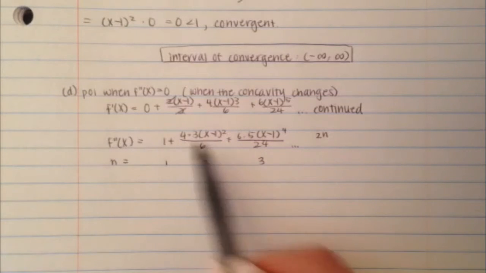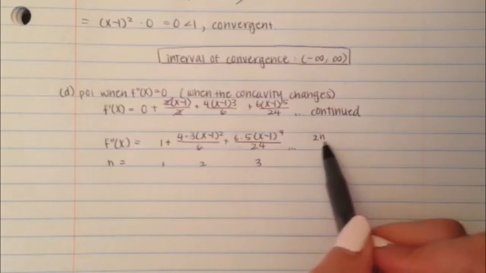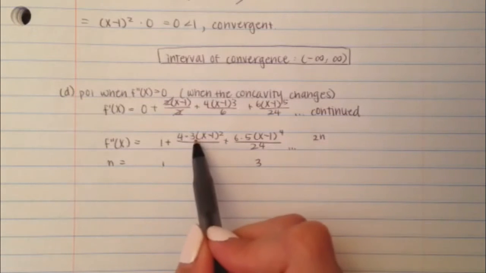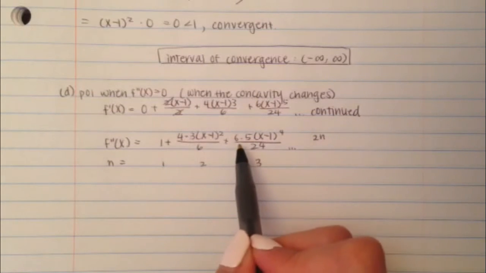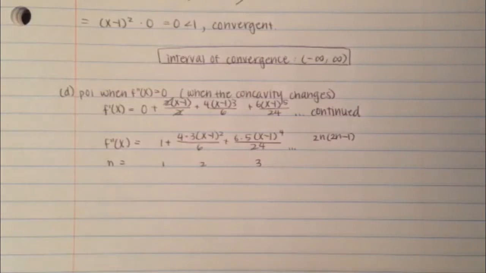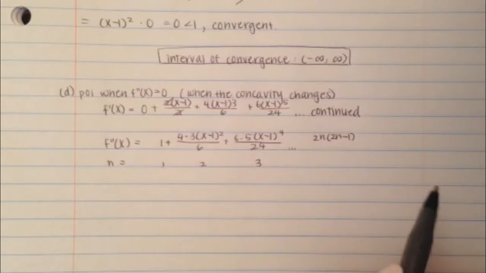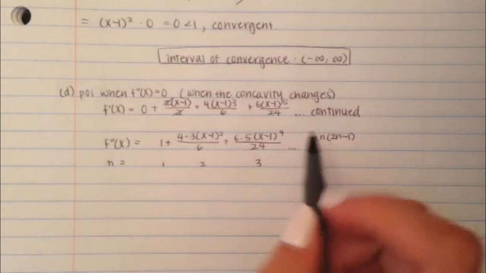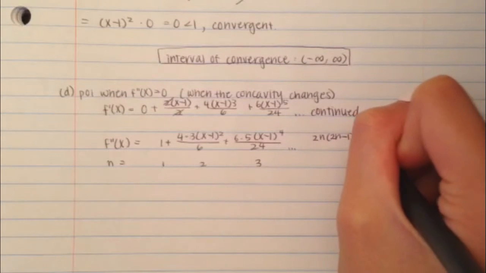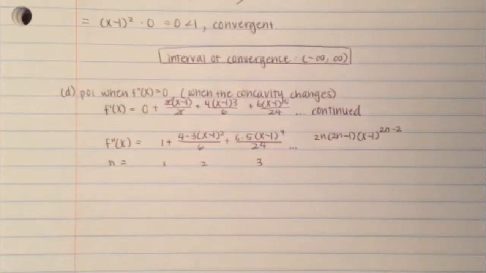So to get 4 here, 2 times 2 is 4, and then 2 times 3 is 6, so that works, so 2n. And then 3 is 1 less than 4, 5 is 1 less than 6, so then you would multiply by 2n minus 1. And then you need to include the (x minus 1) squared and (x minus 1) to the fourth in the other terms. And these are even numbers, so it'd be x minus 1 to the power of 2n minus 2.